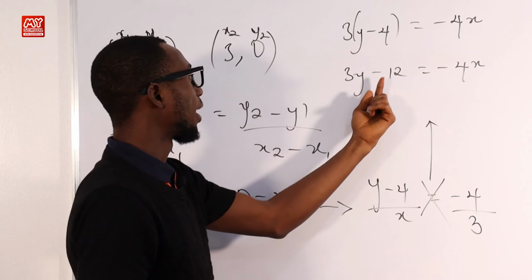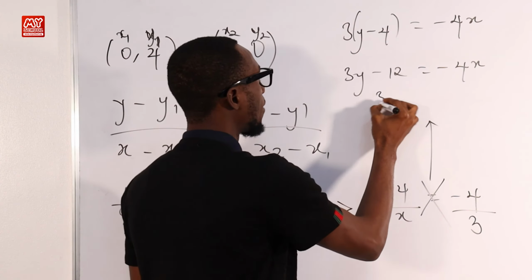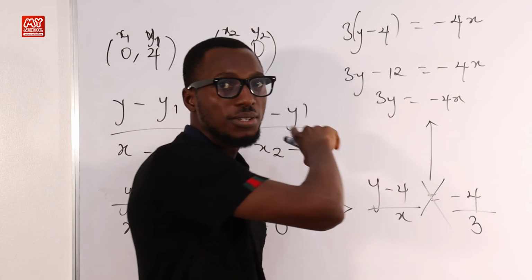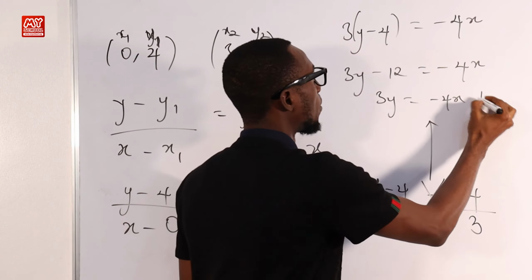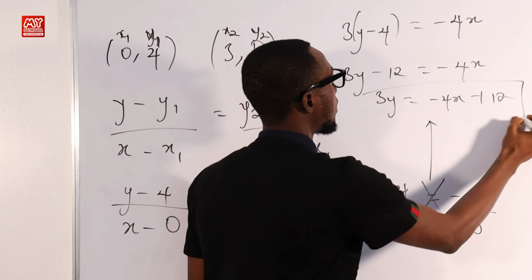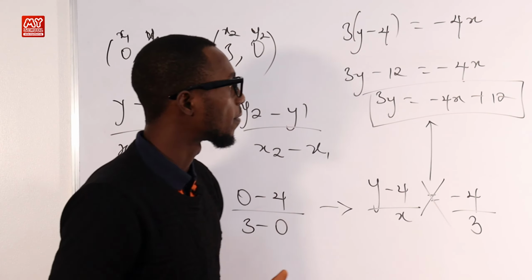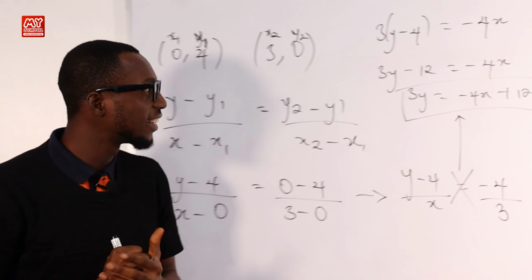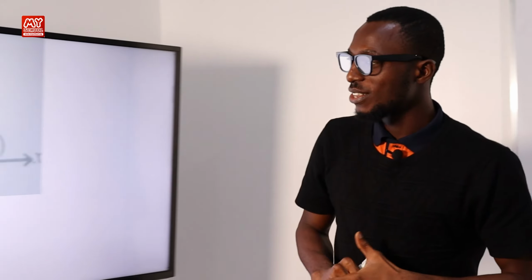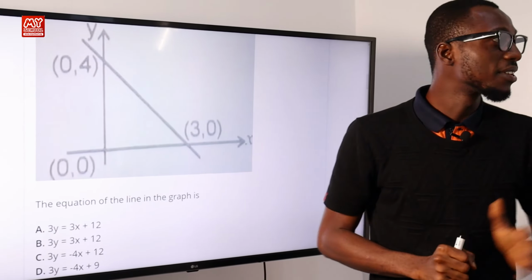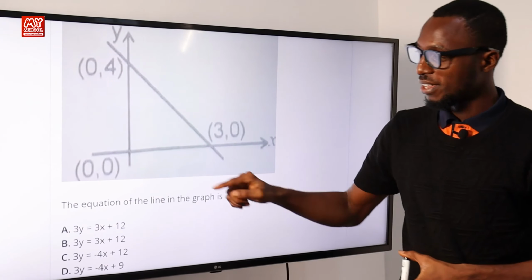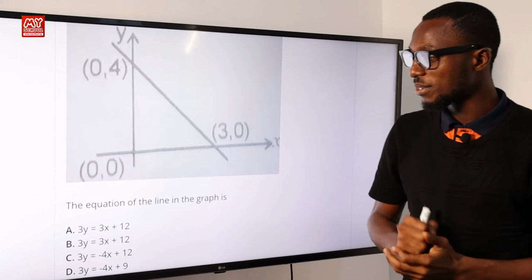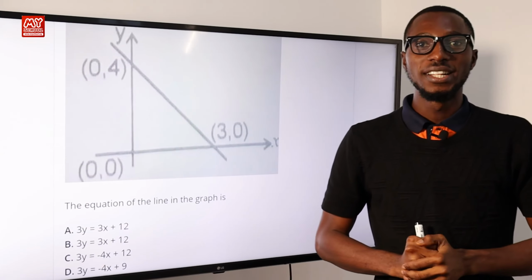So we can send this outside. We are going to have 3y equals minus 4x. The minus 12 crossing over to the right hand side becomes positive 12. This is the equation of the line we are required to find. 3y equals minus 4x plus 12. So let's go back to the screen and select the right option. 3y equals minus 4x plus 12. So we can point to option C as the valid option. So option C is correct.